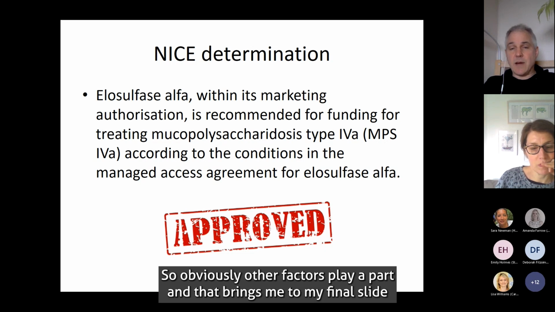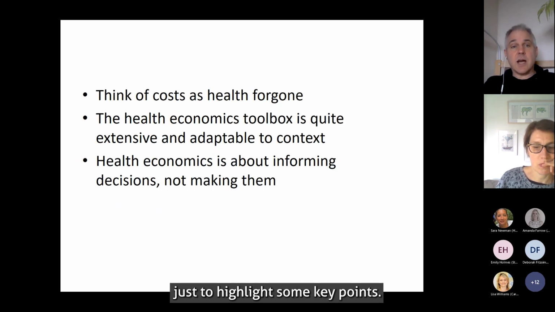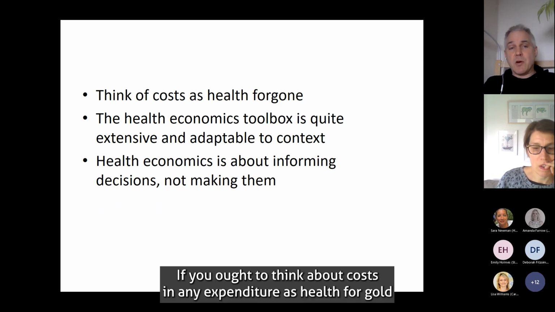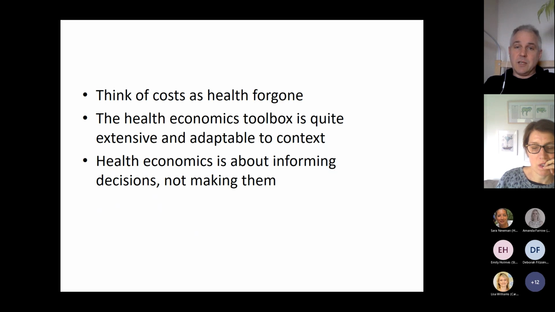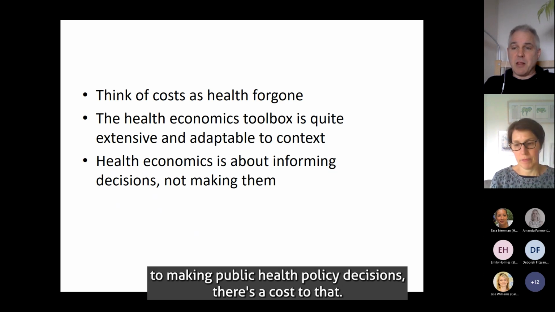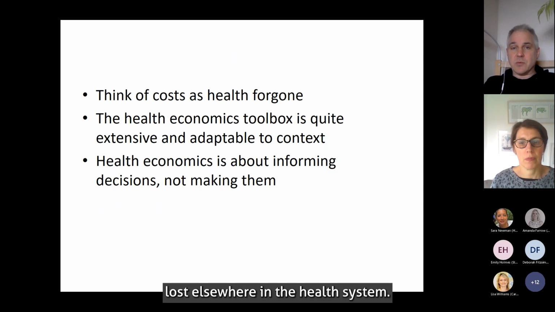So obviously other factors play a part, and that brings me to my final slide, just to highlight some key points. You ought to think about costs and any expenditure as health foregone. So for any choices and decisions made, from writing individual prescriptions to making public health policy decisions, there's a cost to that. And the way that we ought to think about that cost is in the benefits lost elsewhere in the health system.